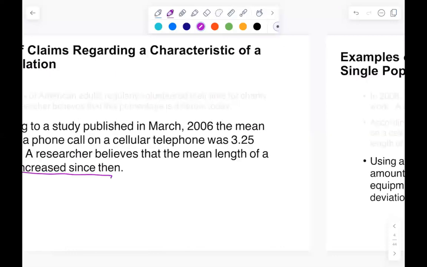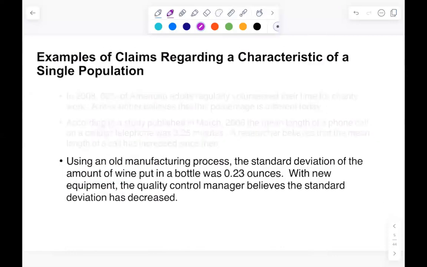Here's another one. Using an old manufacturing process, the standard deviation of the amount of wine put in a bottle was 0.23 ounces. With new equipment, the quality control manager believes the standard deviation has decreased. Once again, we have old processes that they have studied before, and now they have new equipment and think things are better. So they're going to take some samples and determine whether or not the standard deviation has decreased, which is better because it means it's more predictable. All right, so that's just the basics.